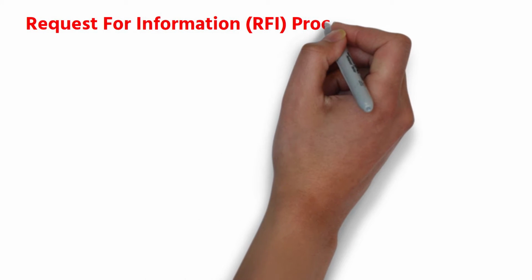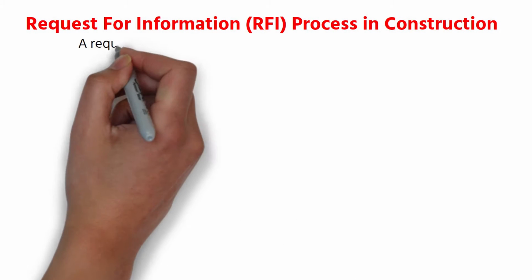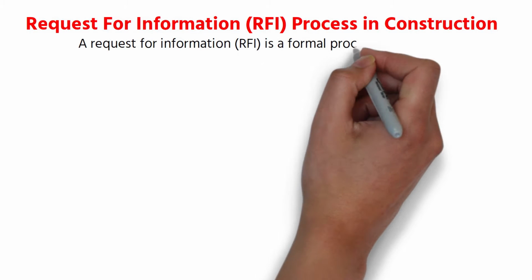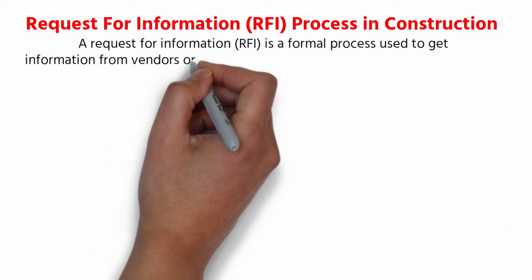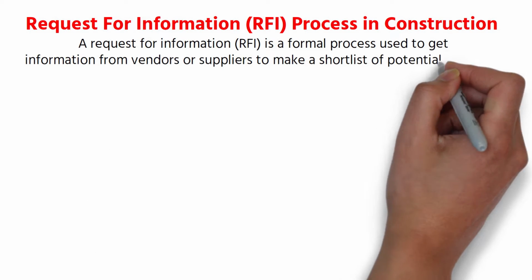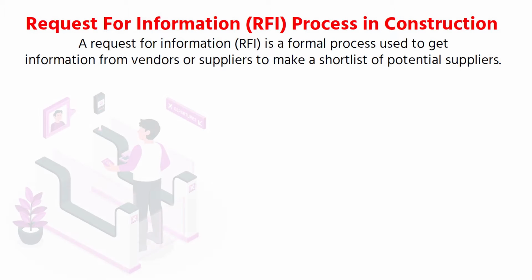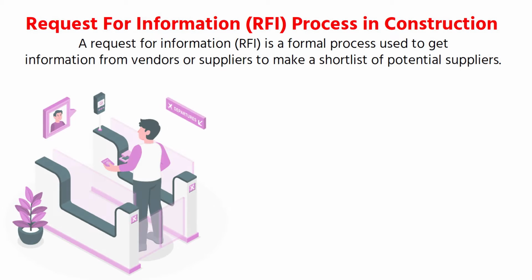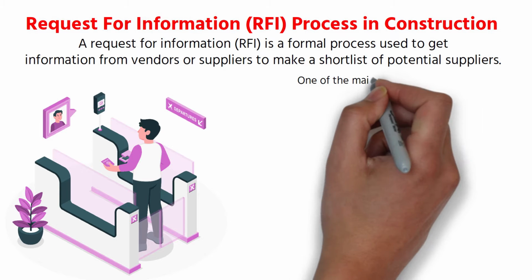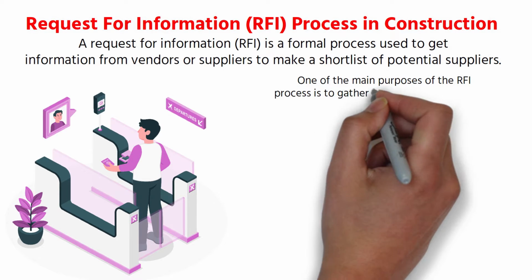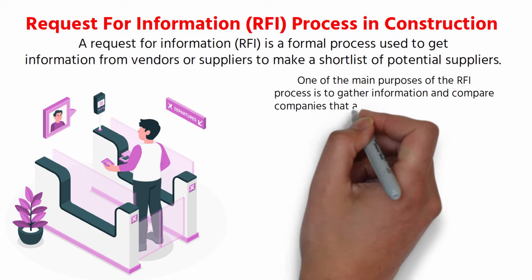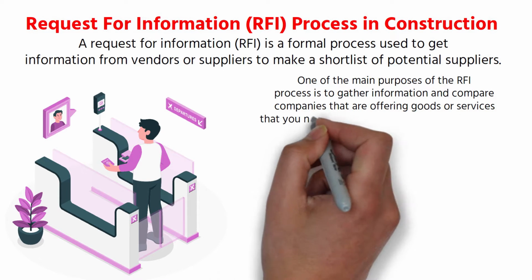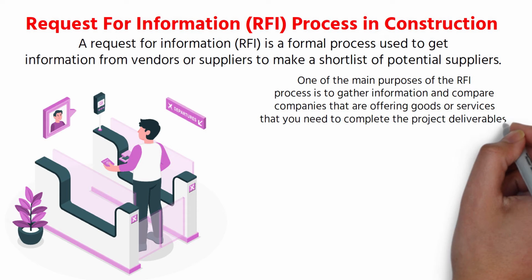Request for information process in construction. A request for information is a formal process used to get information from vendors or suppliers to make a short list of potential suppliers. Basically, RFI is a typical process that is used to narrow down a list of candidates. One of the main purposes of the RFI process is to gather information and compare companies that are offering goods or services that you need to complete the project deliverables.